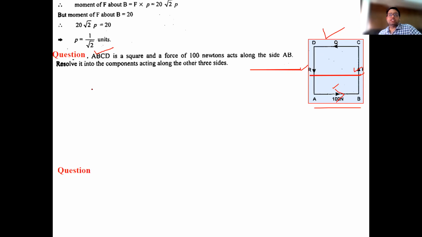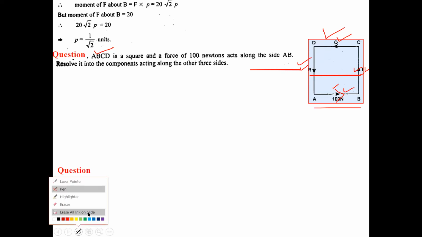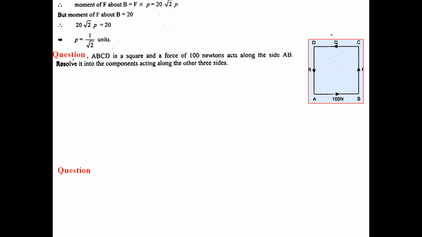So Varignon's theorem says that the algebraic sum of the moments of the forces is equal to the moment of their resultant. So with the help of this result, we will find it, because we have these three forces and their resultant is 100. So we will calculate the moment of P, the moment of Q, and the moment of R, make their total and take it equal to the moment of the 100 newtons. But now the question is, about which point we have to take the moments.